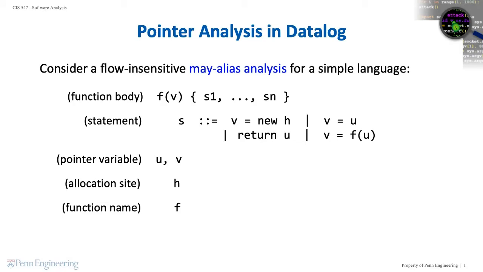Let's now consider a flow-insensitive may-alias analysis on programs in the following language. A program in this language consists of functions that have a single argument variable and whose body is a set of simple statements S1 through Sn. For convenience, we presume that the flow-insensitive approximation has already been applied to the body of the function, enabling us to view it as a set of statements rather than a control flow graph.